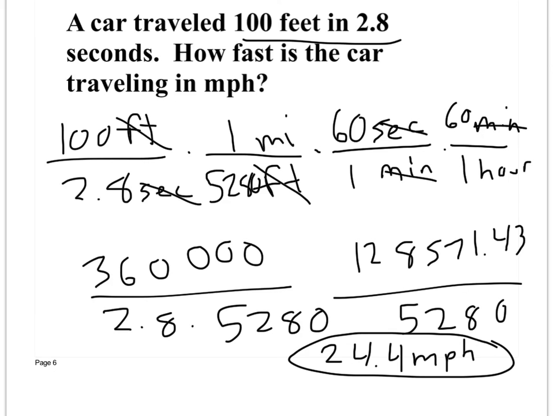Now you could have taken 2.8 times 5,280 and gotten 14,784 and then divide by that, but it's easier for me to just divide by each thing on bottom. All right, any questions?